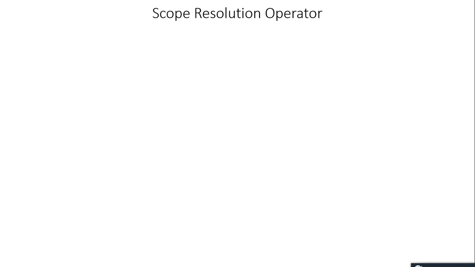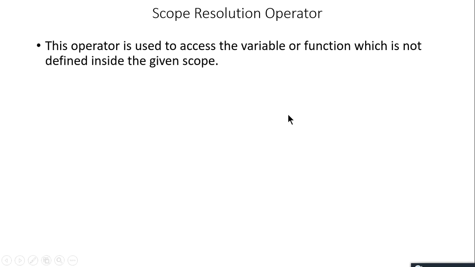Now, scope resolution operators are used to access a variable or function which is not defined inside the given scope. For example, you want to access a variable which is global inside the function. Yes, definitely you can do that, but what if the variables have the same name? In such cases, generally the local variable's value is accessed. To access the value of the global variable, you can use the scope resolution operator.